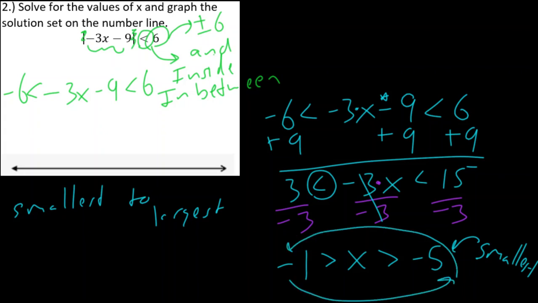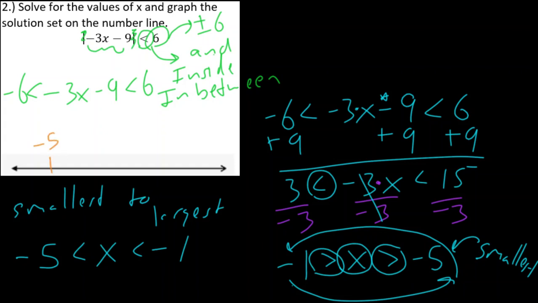flip everything. And so I'll move my negative 5 all the way to the left, and if I flip everything, this inequality flips to become a less than, my x flips, and this greater than flips to become a less than, and my negative 1 is now over here. And now we can actually order this correctly on the number line. So I'll say, okay, we have a negative 5, we have a negative 1, and circle both of these.